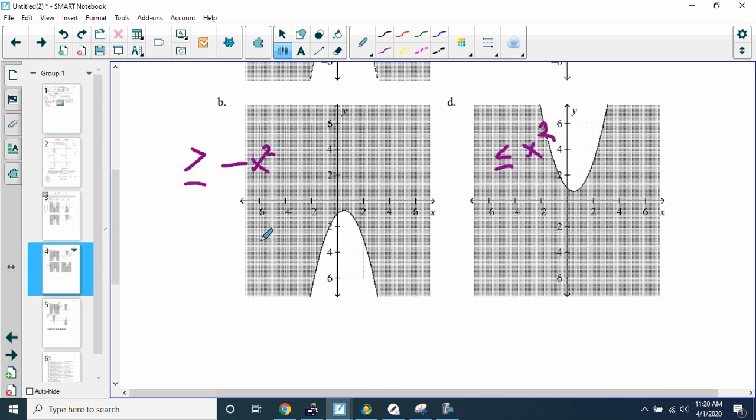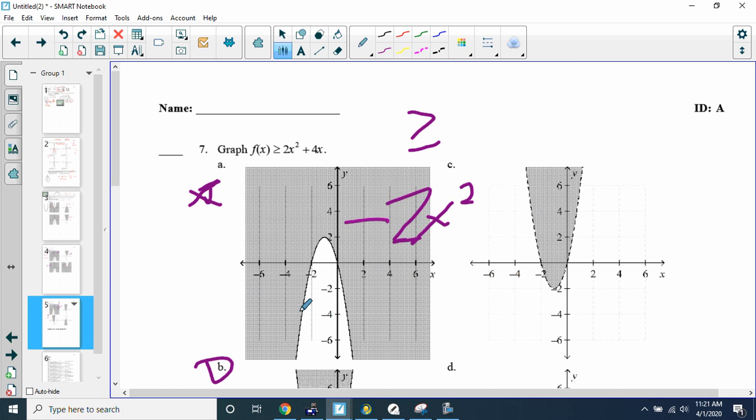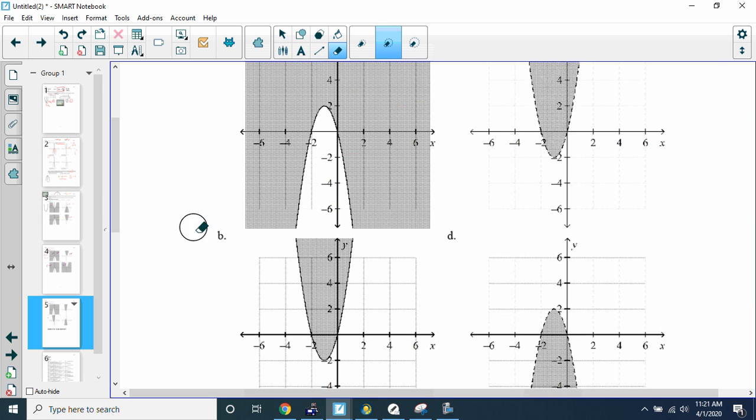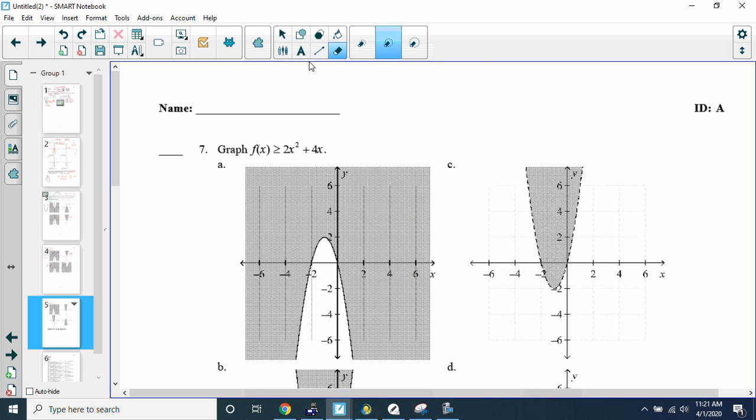And so you can see down here, this is greater than, so it's shaded above, and it's a frown face. This is a happy face and shaded below. Okay, this graph here, again, we're going to use the same skills we just used. These questions can be easy after a while because you know the tricks.